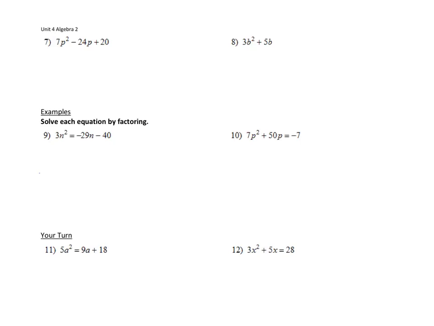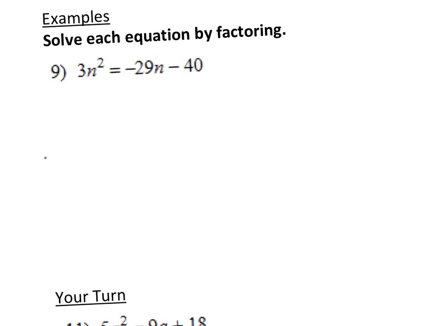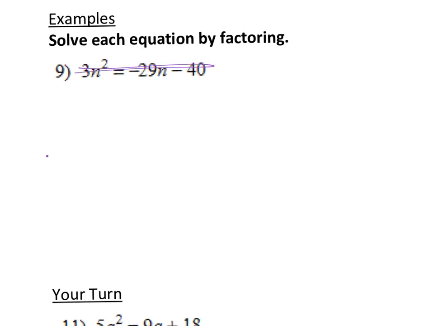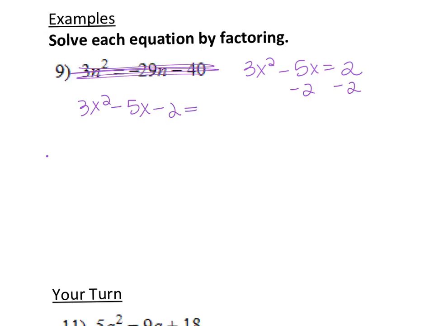All right, so on the next page, I want you to look at number 9, and I actually want you to rewrite this one. I want you to rewrite it as 3x squared minus 5x equals 2. We're going to be working with this. I'm doing all the same steps. The only thing that has changed is that now I have an equal sign. So I want to get everything to one side. I'm going to subtract 2 from each side, and then I'm left with 3x squared minus 5x minus 2 equals 0.